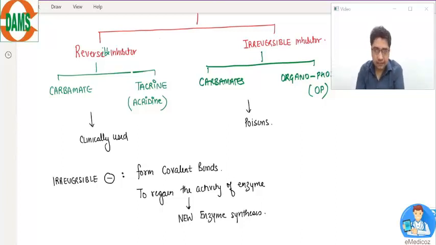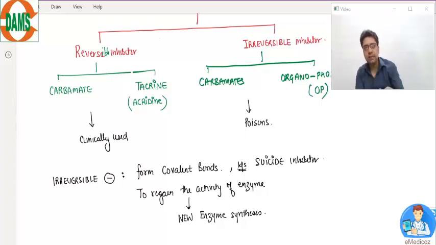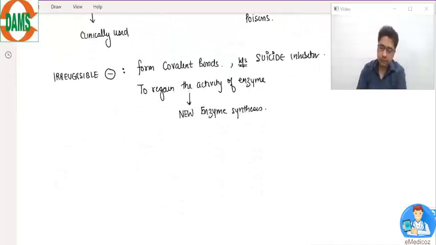So can we say that irreversible inhibitors kill the enzyme? That is why irreversible inhibitors are also known as suicide inhibitors. Why suicide inhibitor? Because the enzyme now is permanently dead. To regain the activity we require new synthesis.